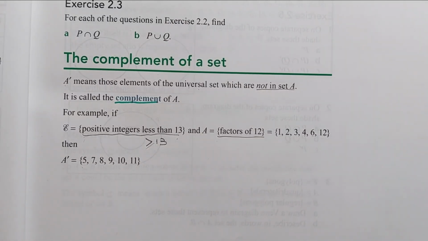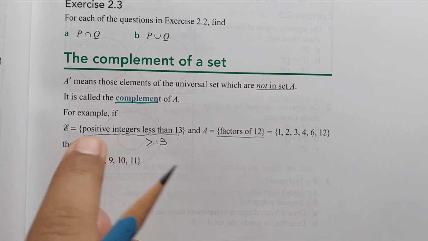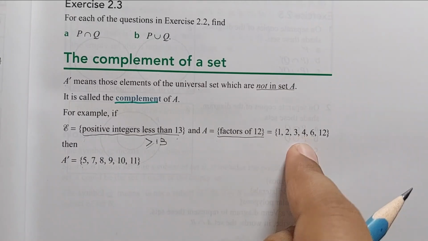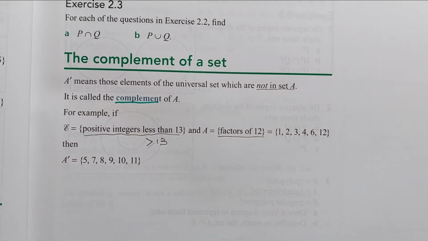So I hope you understand what the complement of a set is. The elements in a complement are basically those elements which are present in the universal set but not in that specific set.